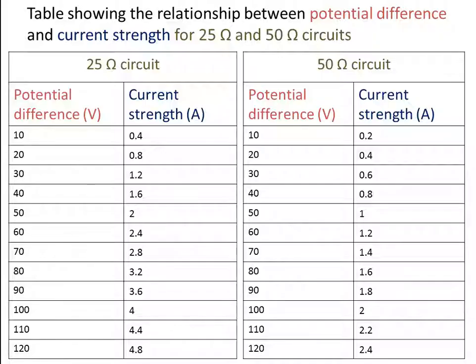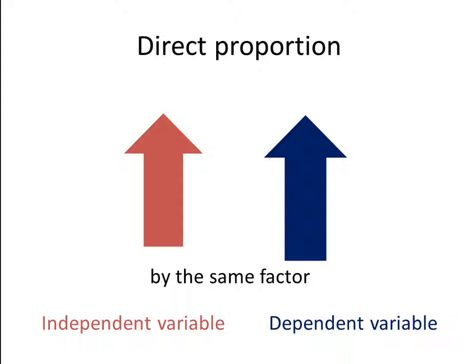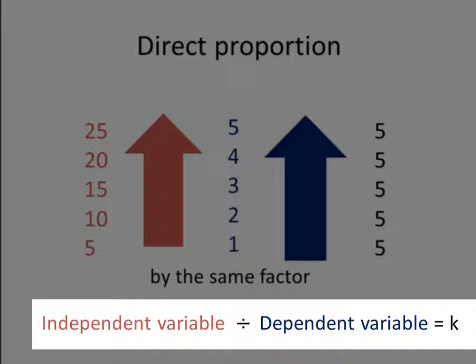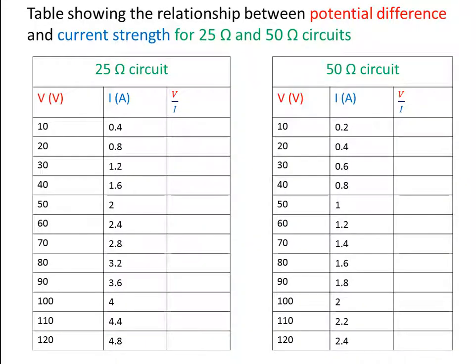So we put all that data into our tables, and what is it that you notice? Do we indeed have direct proportion? As the independent variable is increased, does the dependent variable increase by the same factor? Remember that if we have direct proportion, one variable divided by the other variable will give a constant value. So let's check if that's the case.